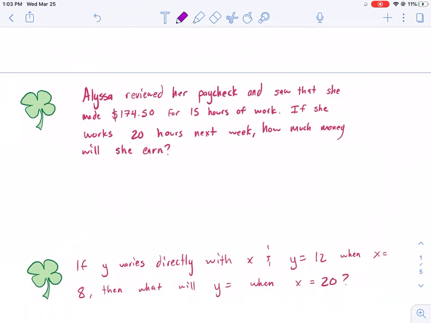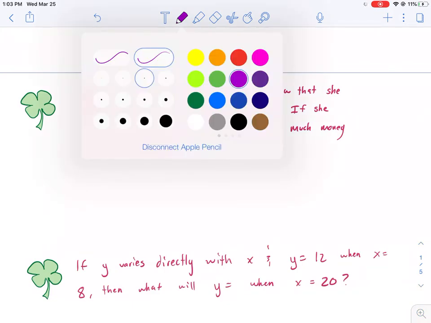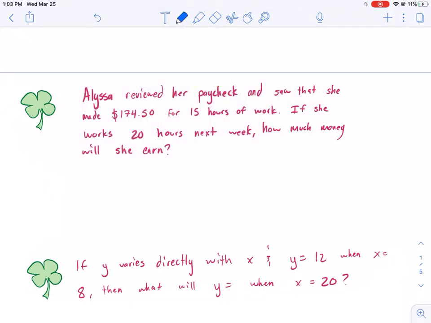Alyssa reviewed her paycheck and saw that she made $174.50 for 15 hours of work. If she works for 20 hours next week, how much money will she earn? So this is a problem that can be put into a direct variation form, y equals kx. One thing that we know is we have hours and we have dollars. Just like we did before, the output is going to be dollars. So $174.50 is the output. The amount of work you put in directly affects the amount of money that you receive.